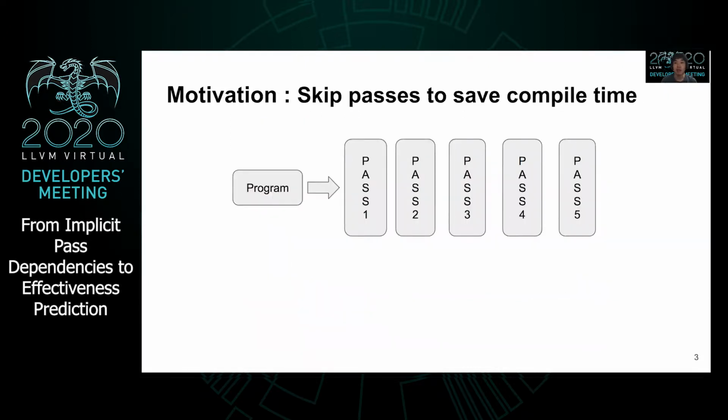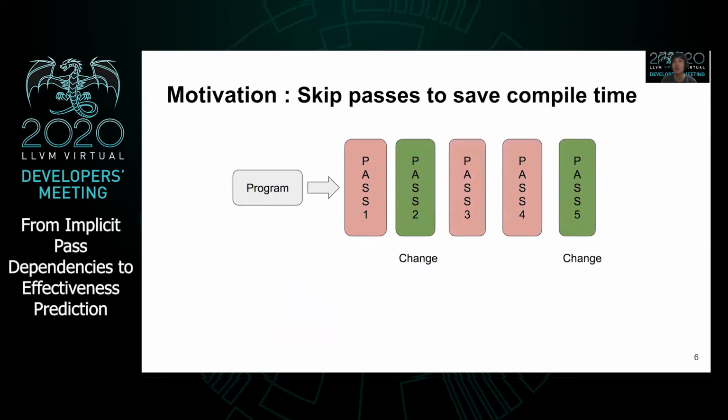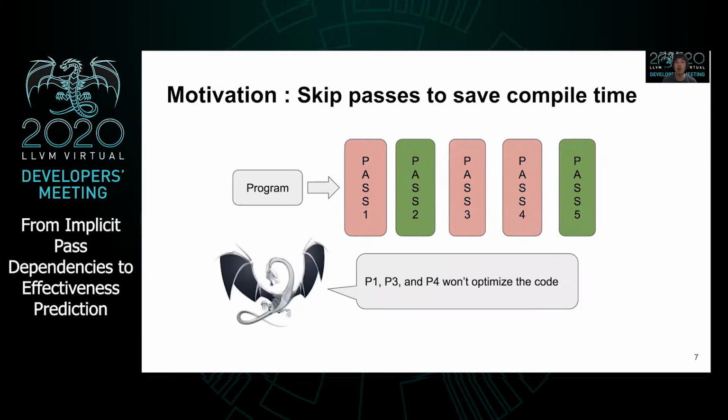So the motivation is to skip passes to save compile time. I'd like to explain how the optimization pipeline works now. In this example, we first apply pass1, and there is no change. And next, pass2 changes the program, and so on. In this example, pass2 and pass5 modify the program. If we have an oracle which predicts these results beforehand, we can skip the passes and save compile time. Therefore, we want to create such an oracle by a machine learning method.